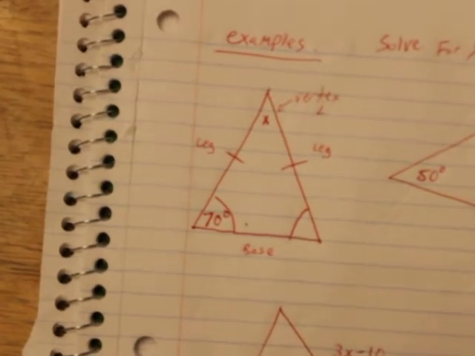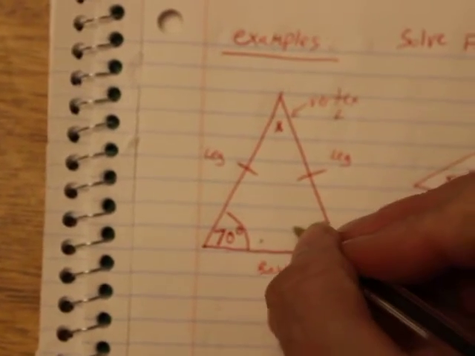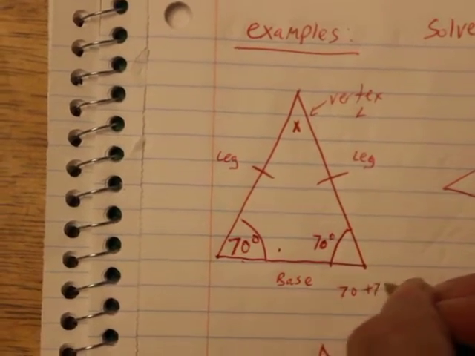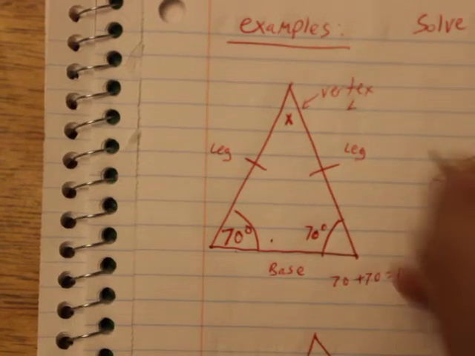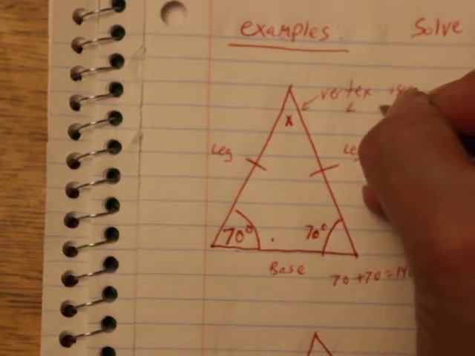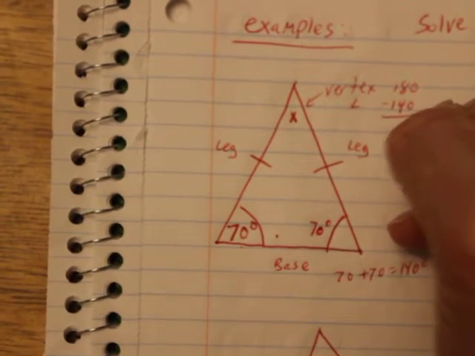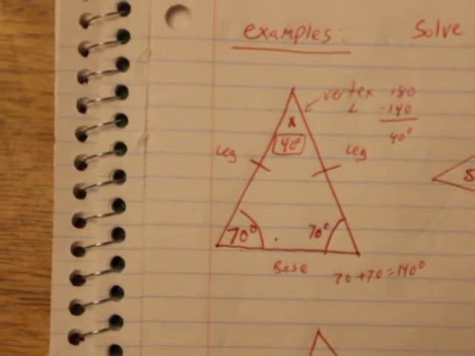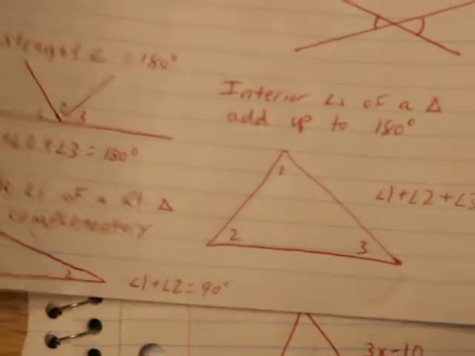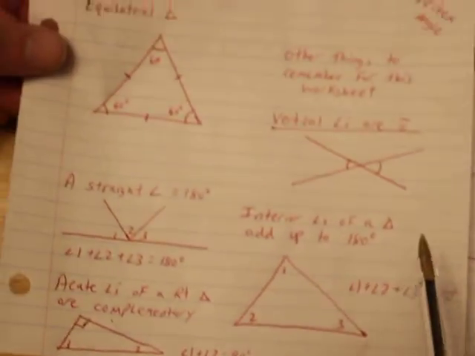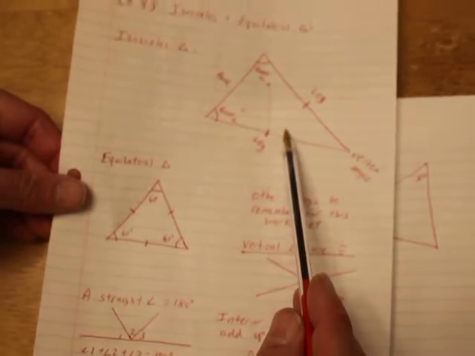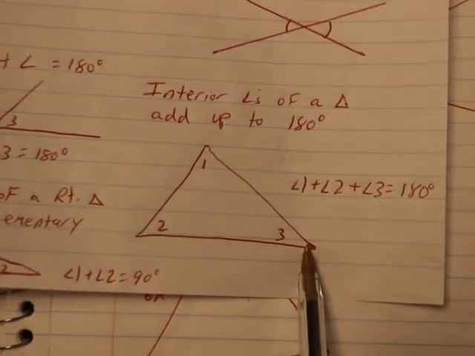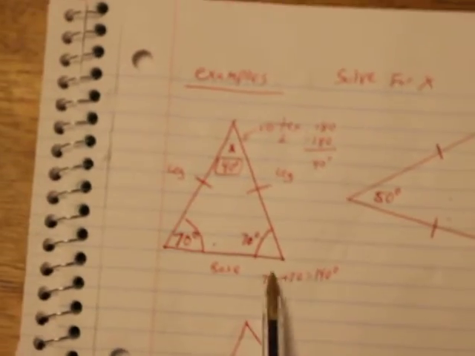So how do I find out what x is? Well, if that's 70, then that is 70. 70 plus 70 is 140. So this vertex angle has to be 180 degrees minus 140 to find out what's left. And this would be 40 degrees. Okay, so like I said, once again, going back to our other things that we needed to know. We needed to know what is an isosceles triangle and what do all the angles in a triangle have to add up to. That's how we did this problem right here.